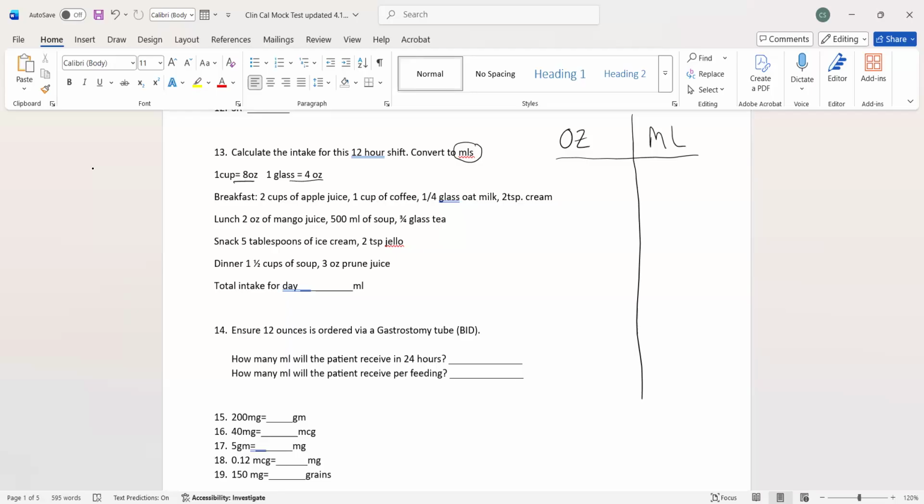8 ounces. 8 ounces, which would be how many meals? 240. There you go. Okay. All right. But as long as there's a key, you're always going to use what's in that key. All right. So the first thing we have here, we have 2 cups.